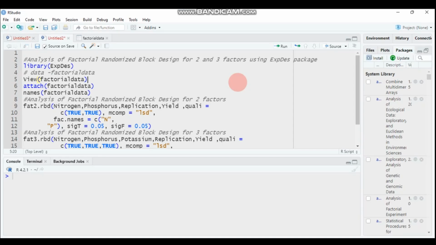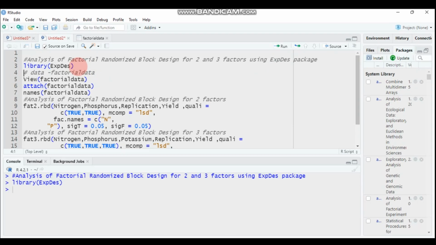Today we're gonna discuss the factorial randomized block design for 2 and 3 factors using the ExpDes package. As usual, you have to load the package into our software, and for the sake of this tutorial we are gonna use the factorial data, which is built in doebioresearch. I'll put this data in the description box.